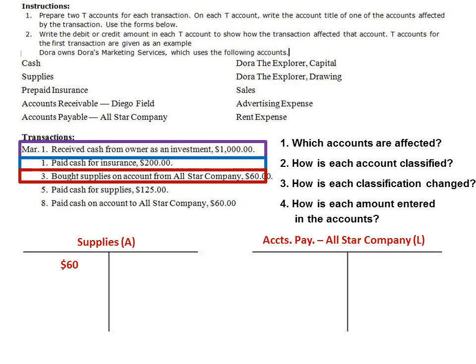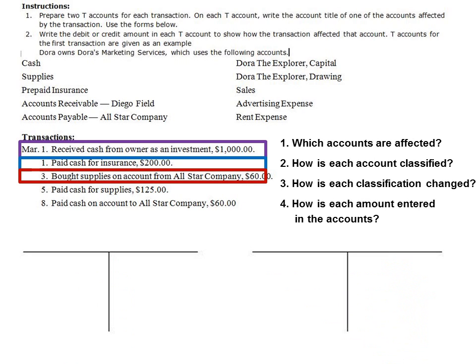Accounts payable is a liability account. It's on the right-hand side of the accounting equation. Since it's on the right-hand side of the accounting equation, to show an increase, it's a credit, or the normal balance is a credit. Well, do we have more or less money that we owe them? Well, we have more money, so we need to show that increase with our credit entry of $60.